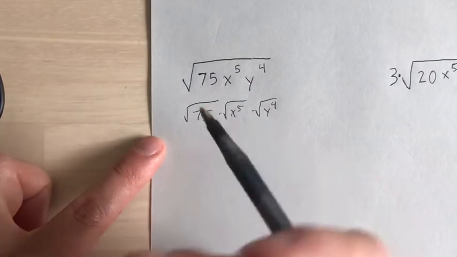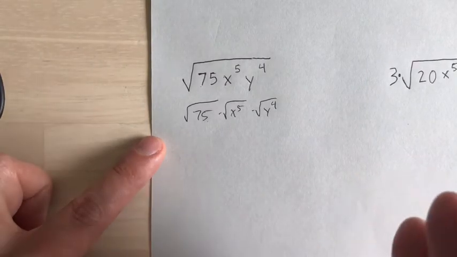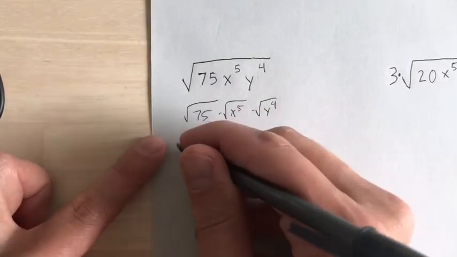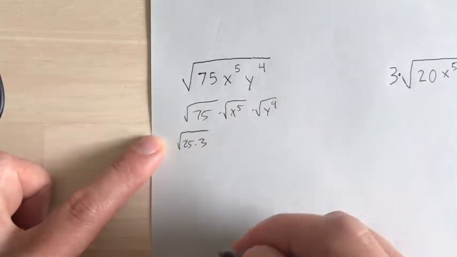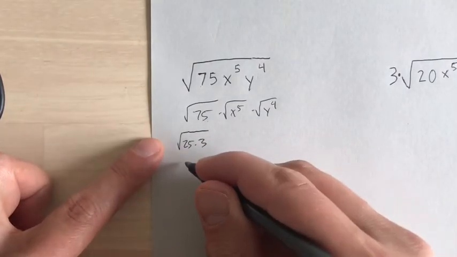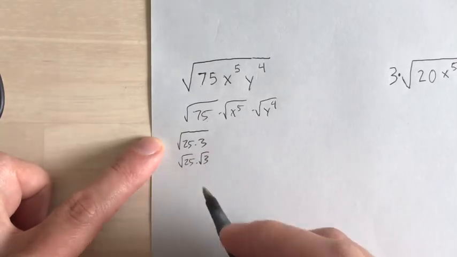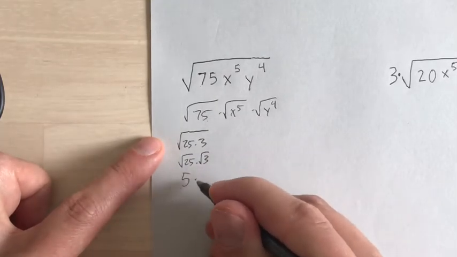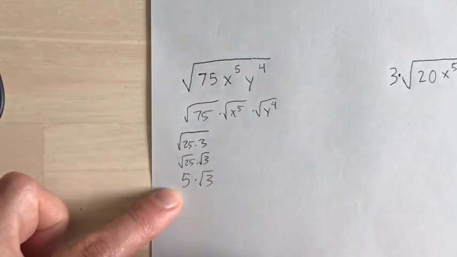How can I break down 75? What are factors of 75? Thinking specifically, one of those factors has to be square rootable. I'm thinking 25 times 3. So we do 25 times 3. The square root of 25 times the square root of 3. Square root of 25 is 5. There we go. So this part of the problem is simplified.